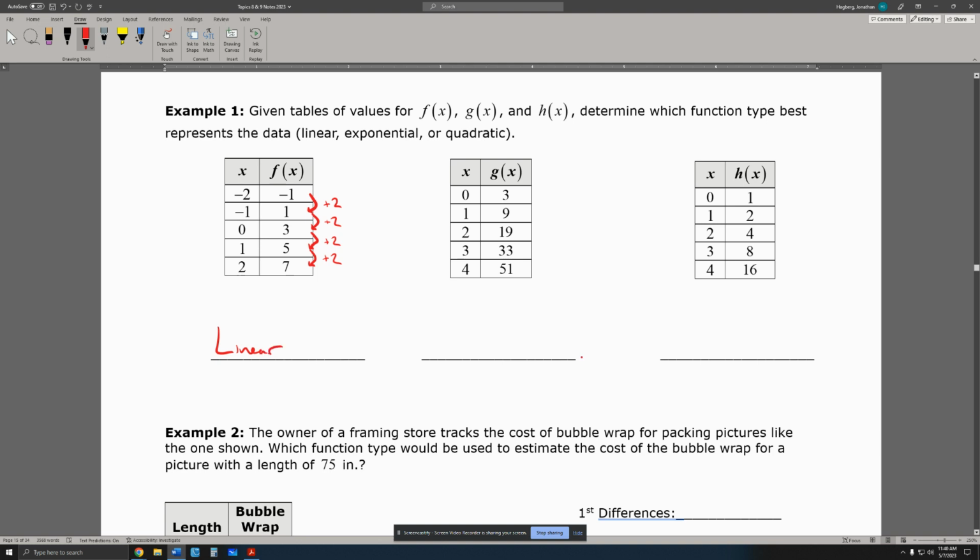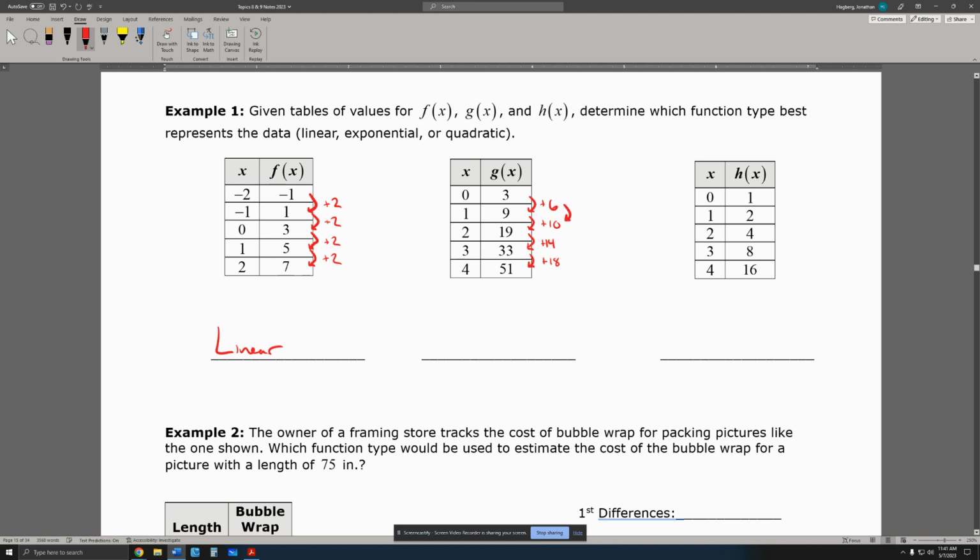For g of x, again, I'm going to check those first differences. To get from 3 to 9, we add 6. But to get from 9 to 19, we add 10. To get from 19 to 33, we add 14. And to get from 33 to 51, we add 18. Okay? So these first differences are not the same, so let's check the second differences.